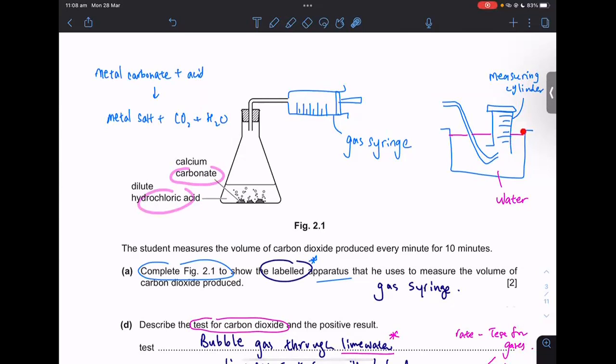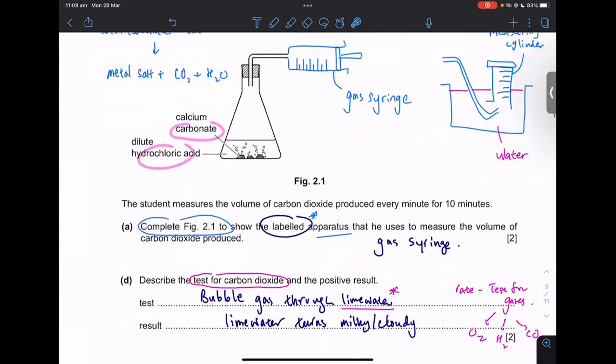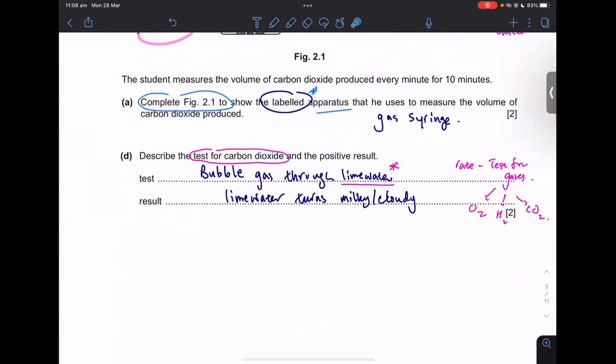Carbonated drink, Pepsi, cola: carbon dioxide can dissolve in water. This is the better method than this, but this is acceptable as well. The test for carbon dioxide, I remember I can show you guys again when I share the message that I asked you guys to copy down the test for these three gases.